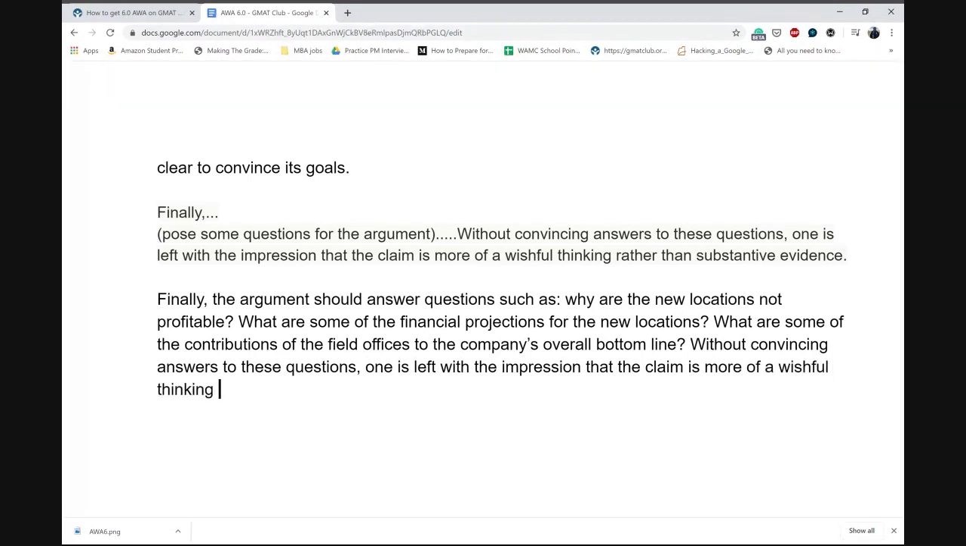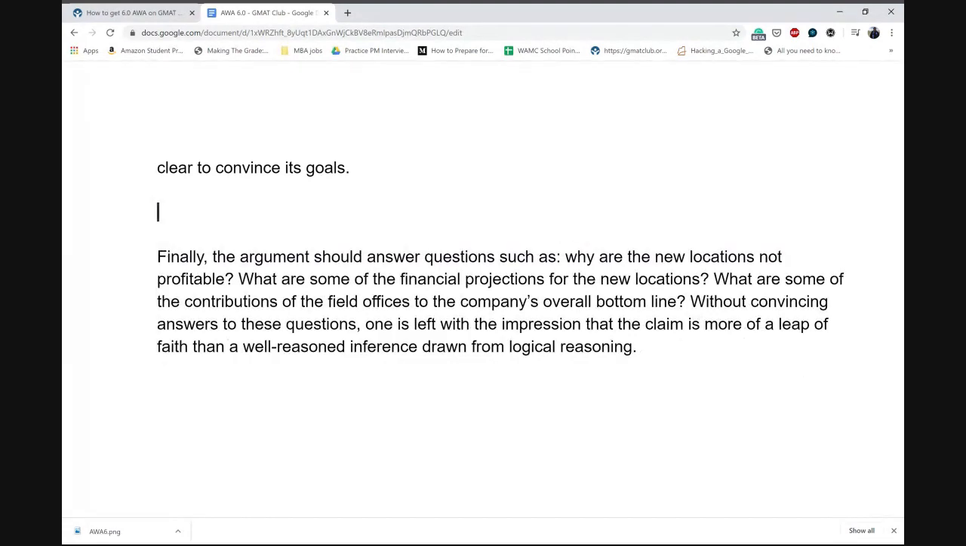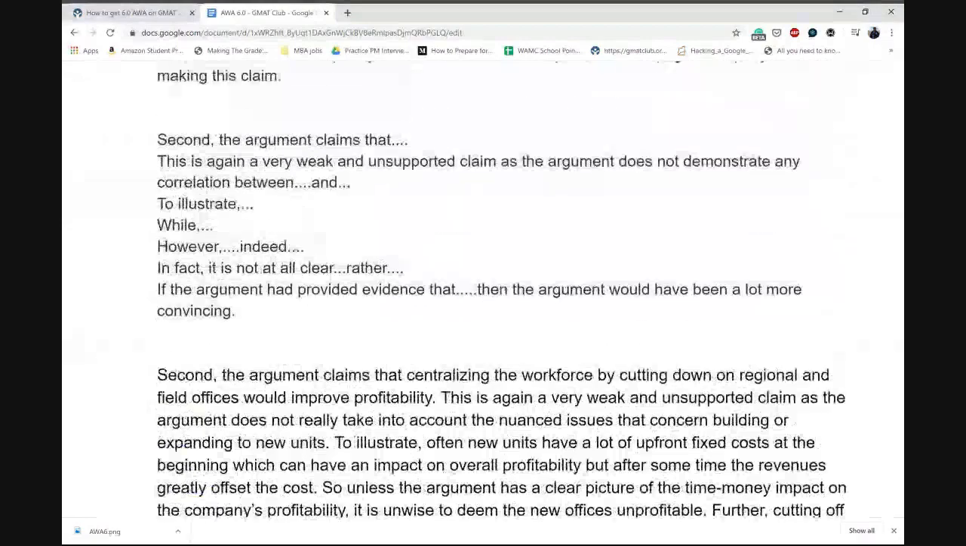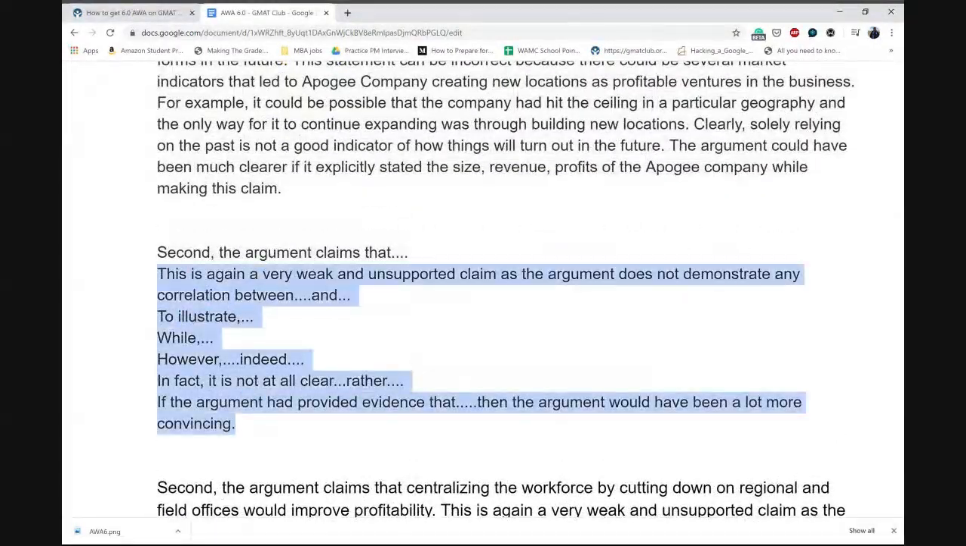Again, you don't have to use these words, right? You can use your own words. That's totally fine. For example, the claim is more of a leap of faith than a well reasoned inference drawn from logical reasoning, right? You should make up your own words. You don't have to really use the same words as the user Chinese Bond wants you to do, right? So I'm going to delete this.